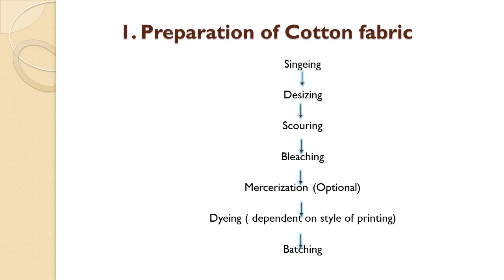So after gray inspection, we carry out shearing and cropping process. If you remember, shearing and cropping is a process in which we remove long protruding threads from the fabric surface. After shearing and cropping, we go for the next process, that is singeing.